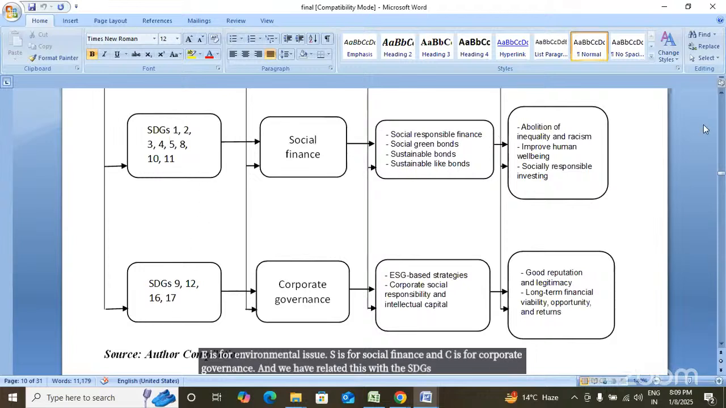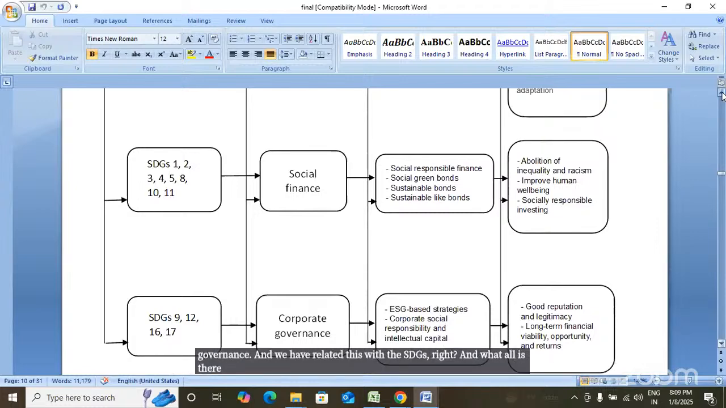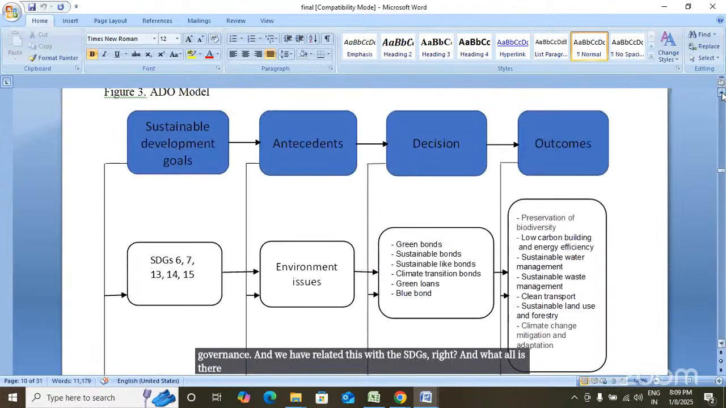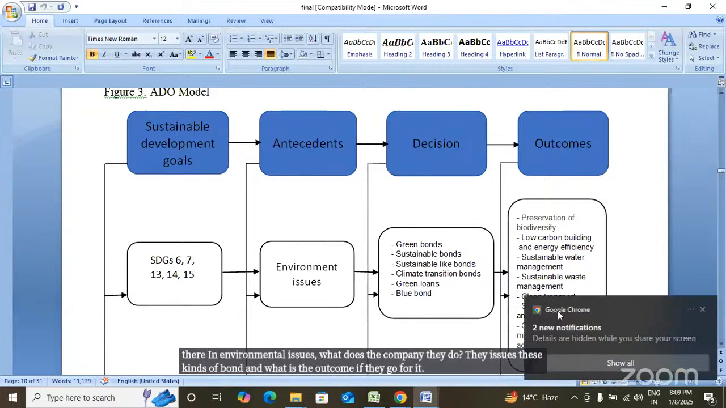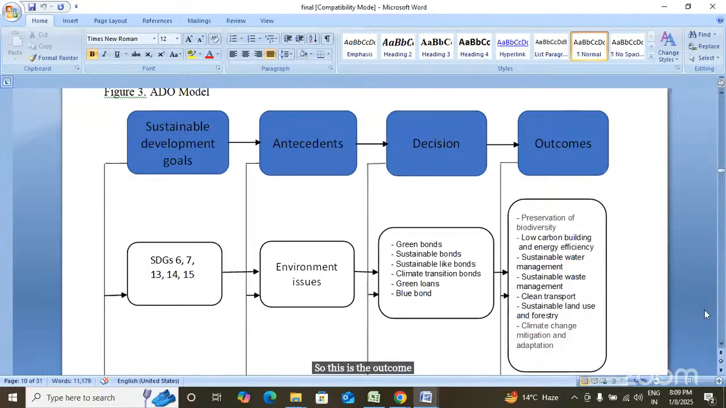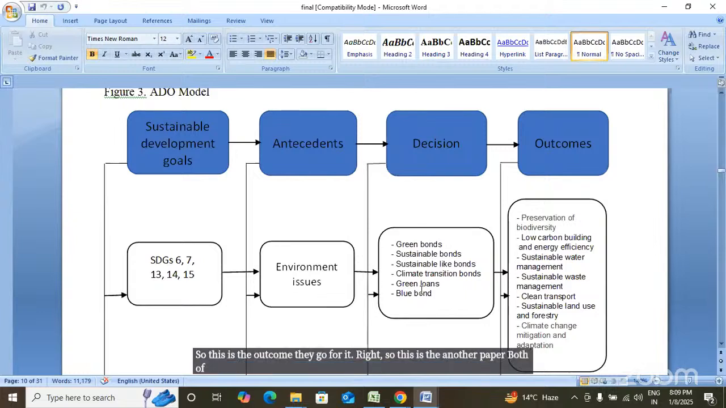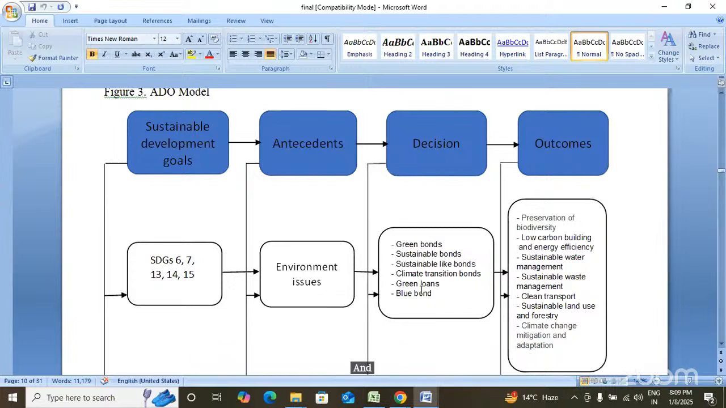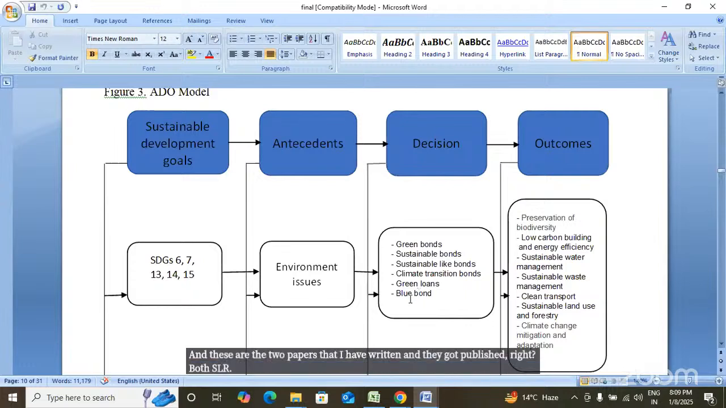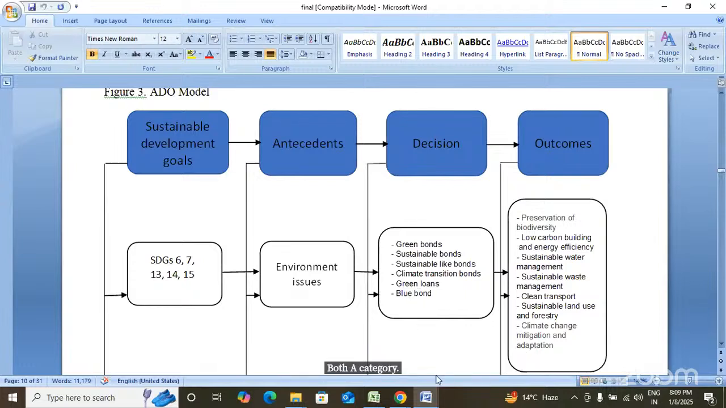And what all is there in environmental issues? What does the company do? They issue these kinds of bonds, and what is the outcome if they go for it? So this is the outcome they go for, right? So this is another paper. Both of them got published in A category journals, and these are the two papers that I have written, and they got published, right? Both SLR, both A category, right?